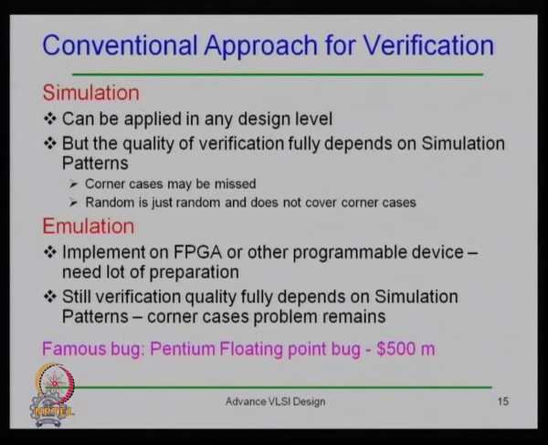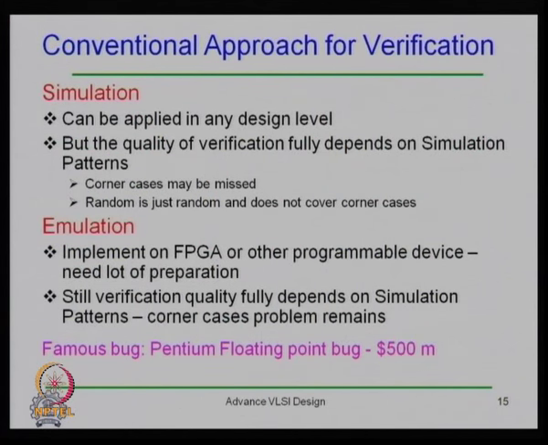That is still 4-5 orders of magnitude faster than the simulation, but 4-5 orders of magnitude slower than the real chip. Again, in emulation you cannot apply exhaustive simulation vectors, so you have to rely on the corner cases which are visualized. And you know the famous Pentium bug reported by Intel when they were dividing two numbers, there was an inaccuracy in the 8th or 9th decimal point, and it did cost about $500 million to Intel.